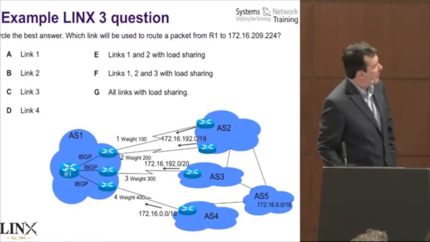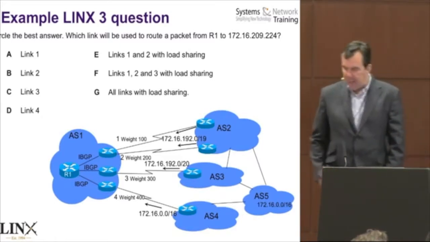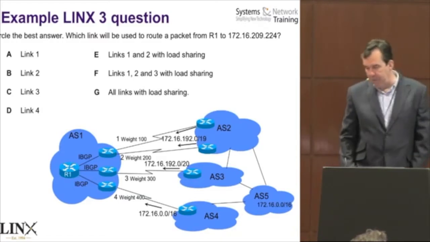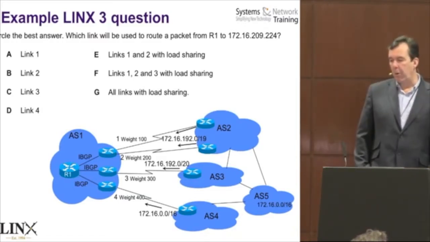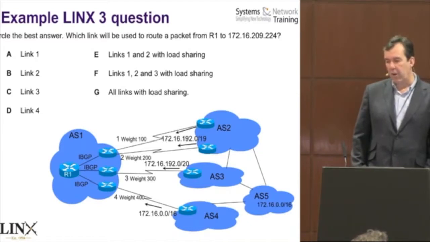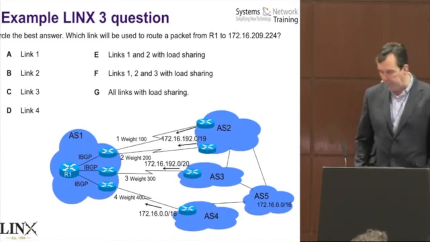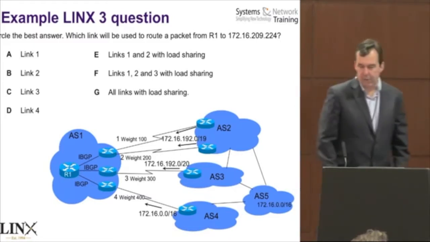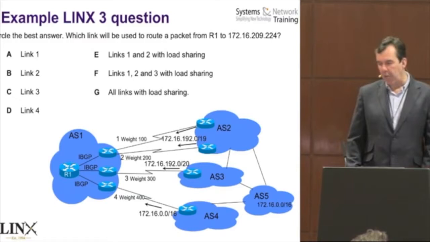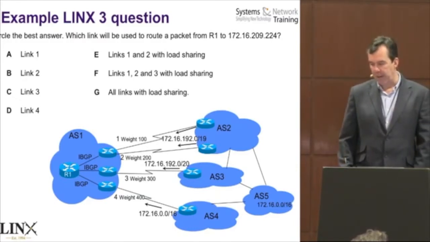Here's actually another example LINX 3 question. Again, it's implementation specific. It could be using local preference and whatever. But what we've got there is a good example. Circle the best answer. Is it A, B, C, D, E, F, or G? Given that I've run over time a little bit, E, F, and G are wrong because there's no load sharing going on at all.